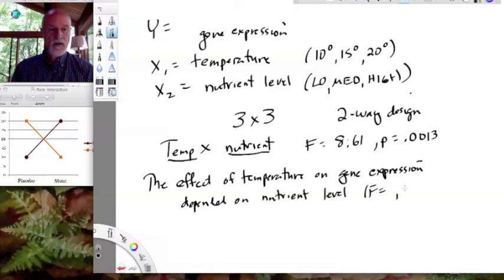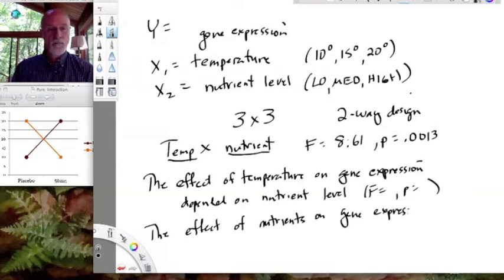F equals and P equals. Okay, give our evidence. But we could probably just as easily say the effect of nutrients or nutrient level, either one, the effect of nutrients on gene expression depended on, I like it simple, depended on temperature. We could say growth temperature if we wanted to be specific. Okay?